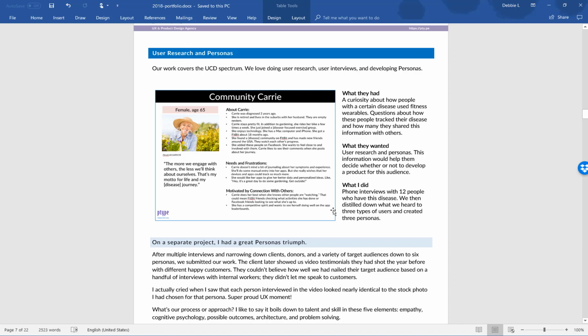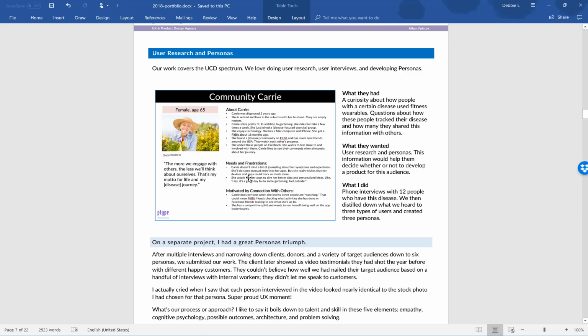So this is an example where we were researching for a foundation that works with people with a certain disease. And they wanted to know how they used fitness wearables like Fitbits and other trackers. And so we interviewed 12 of these people with this disease. We then distilled down what we heard and looked for patterns, and then we create personas, which some people call avatars, but in UX we call personas. And this is just a look at an archetypal client. And so you end up with 6 or fewer of these. You don't make 15 of them if you think you have 15 different clients. You have to distill them down.